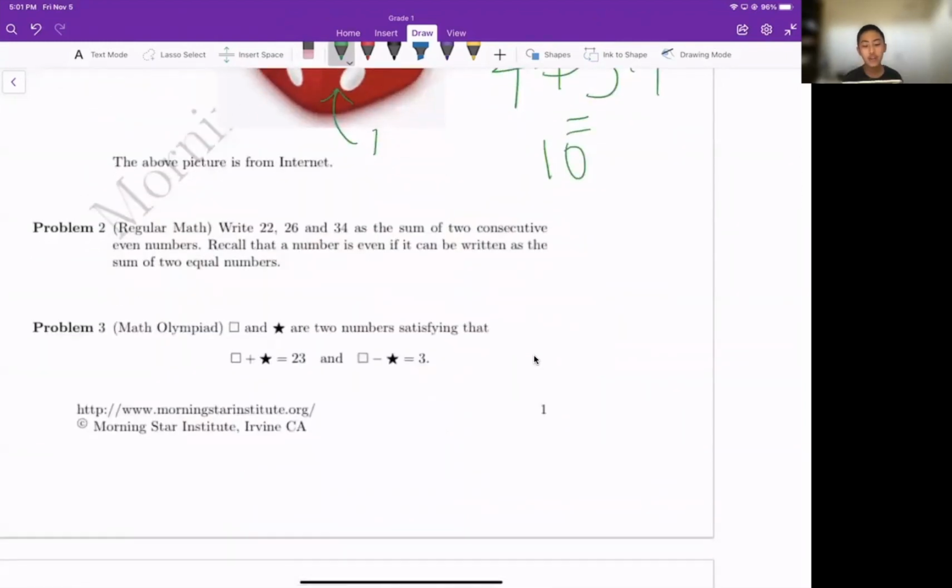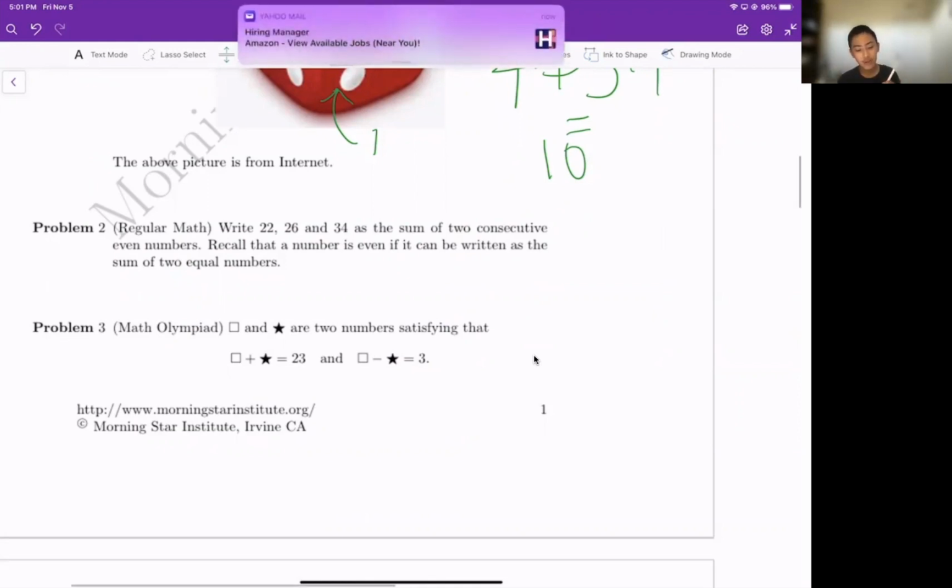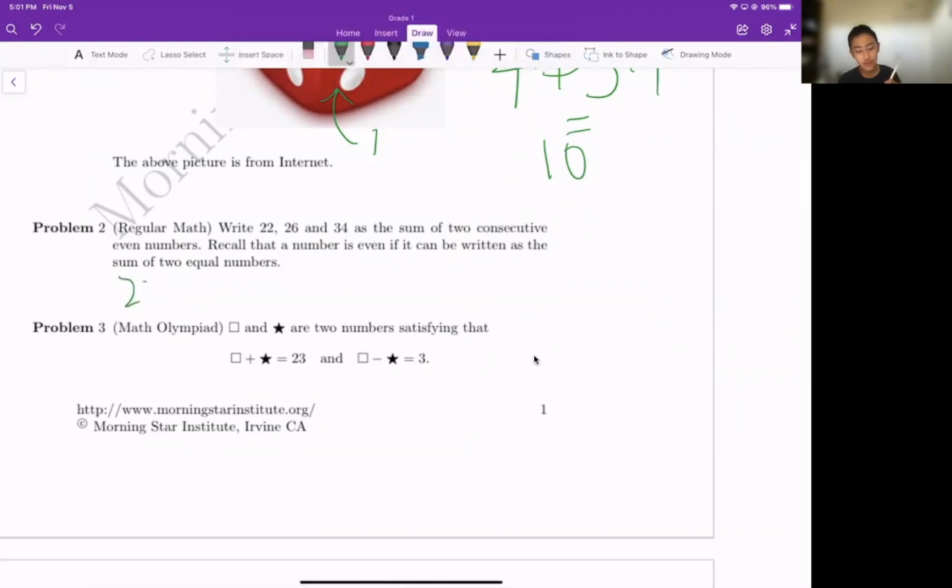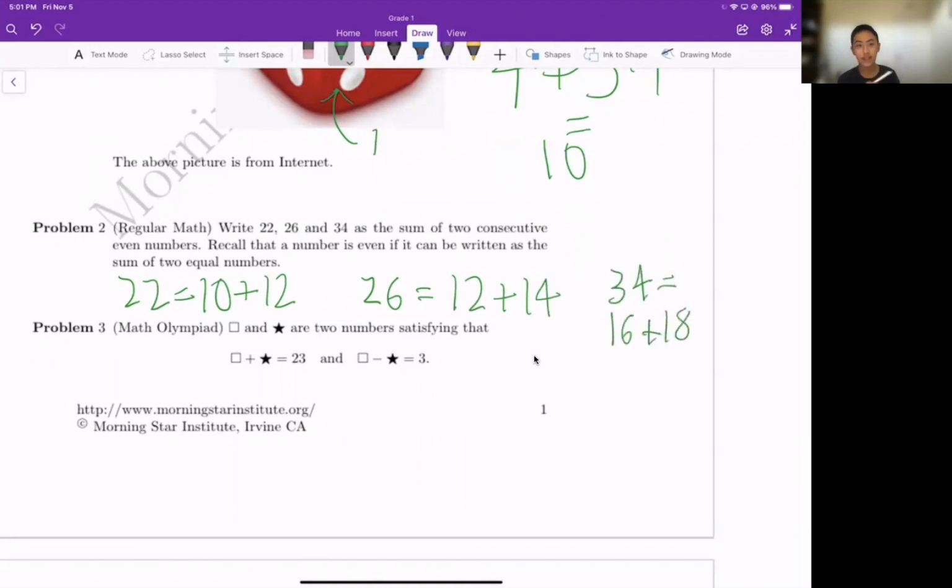Problem 2, write 22, 26, and 34 as the sum of 2 consecutive even numbers. Recall that a number is even if it can be written as a sum of 2 equal numbers. So let's start off with 22. 22 can be written as 10 plus 12. 26 can be written as 12 plus 14. And 34 can be written as 16 plus 18.